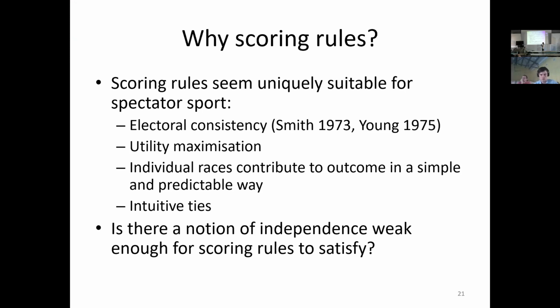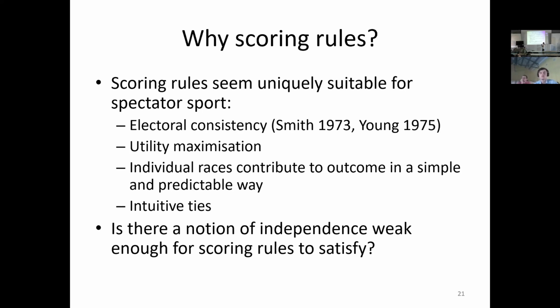And finally, there is a problem of ties. All rules have ties, but under scoring rules, ties are between individuals. No matter how we break a tie between athletes, it won't change the rest of the order. Under Kemeny, ties are between entire orders, and how to break such a tie is not at all clear. So it seems to us that we are stuck with scoring rules. There is no alternative for sports. So we must find a notion of independence which is weak enough for scoring rules to satisfy.